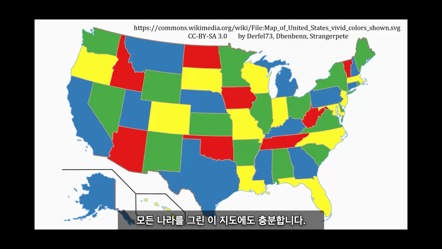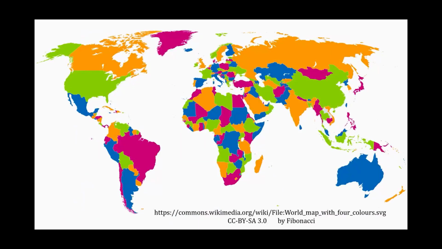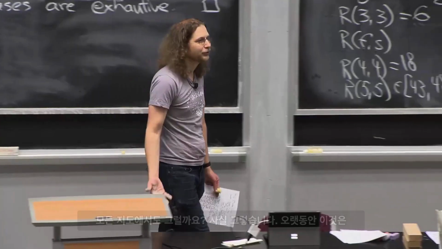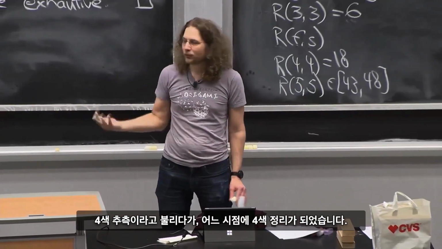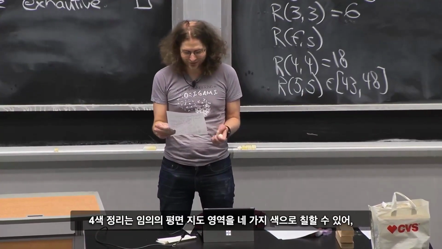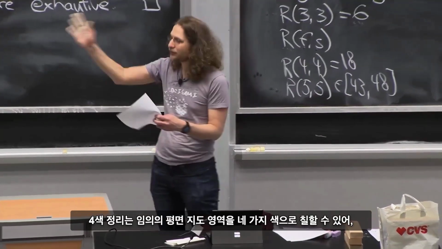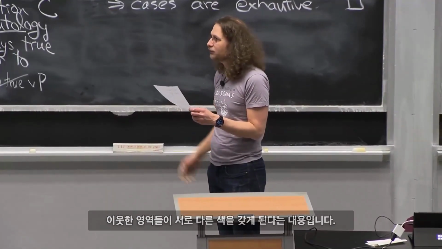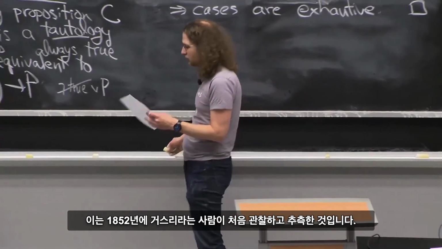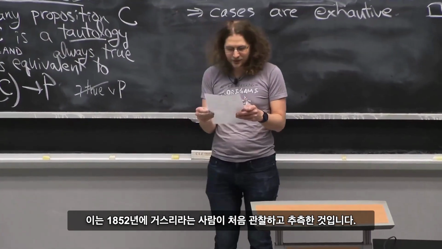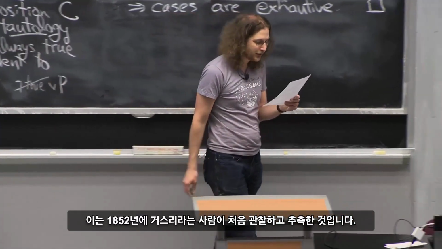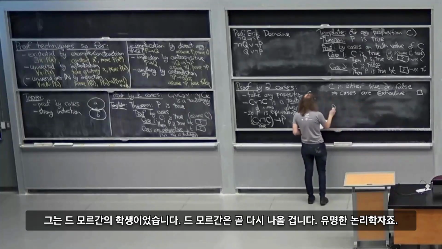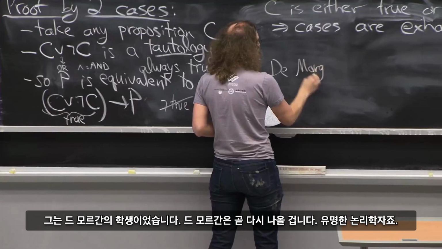It's also enough for this map of all the countries. Is it true for all the maps? Turns out, yes. For a long time, it's been called the four-color conjecture, and then it became the four-color theorem at some date. So four-color theorem says you can color the regions of any planar map with four colors so that neighboring regions get different colors. This was first observed and sort of conjectured in 1852 by a guy named Guthrie, who was a student of Demaine. Demaine, I think his name will come up in a moment, famous logician.